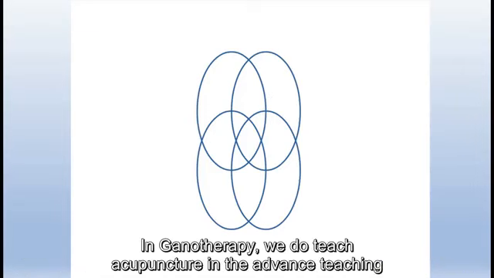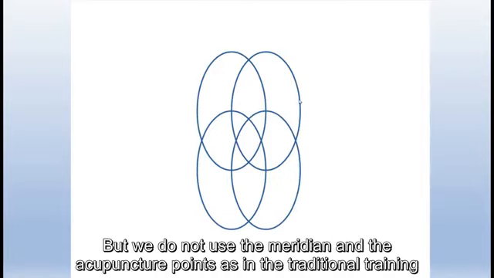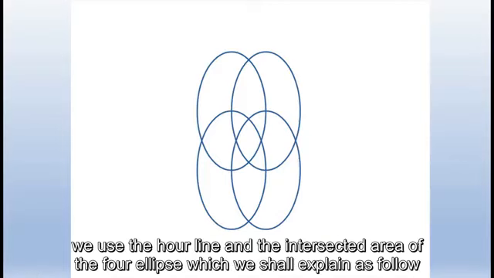In hexagenous therapy, we do teach acupuncture in the advanced teaching, but we do not use the meridians and the acupuncture points as in the traditional training. We use the hour lines and the intersected areas of the four ellipses, which we shall explain as follows.